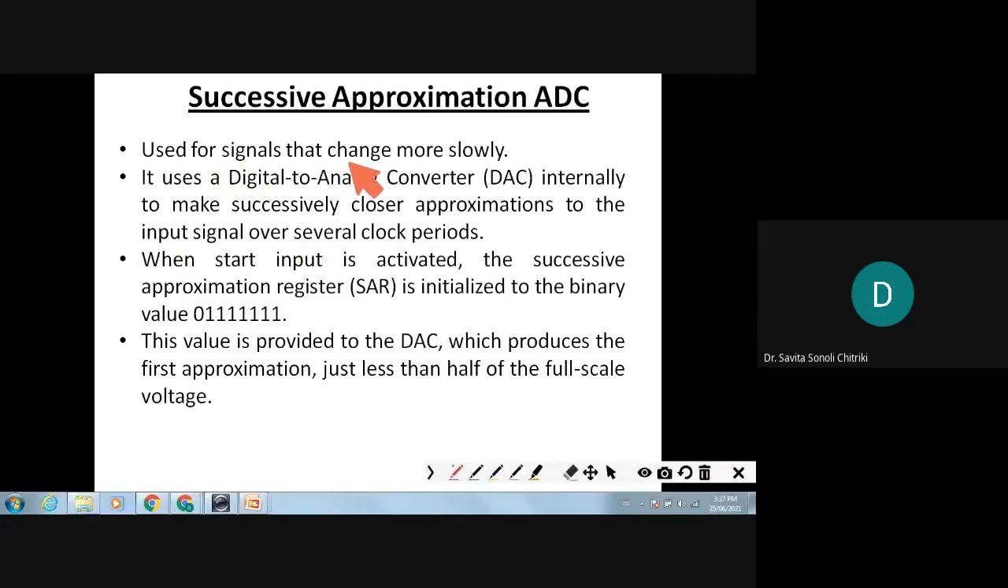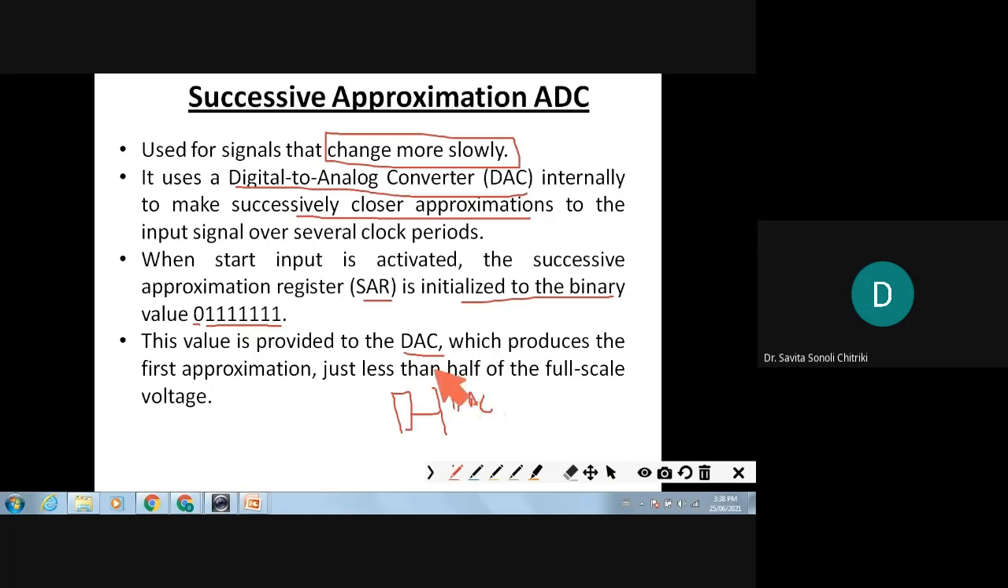It is used for signals that change more slowly. It uses the digital to analog converter, DAC, internally to make successively closer approximations to that of the input signal. When the start input is activated, the successive approximation register SAR is initialized to the binary value, first one 1, then the rest all 0s. This value is provided to the DAC from the SAR.